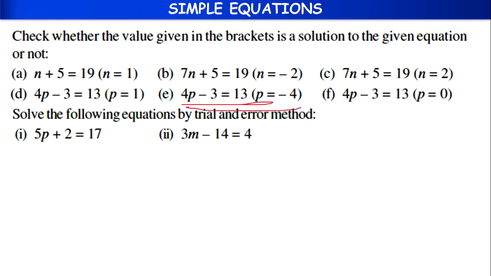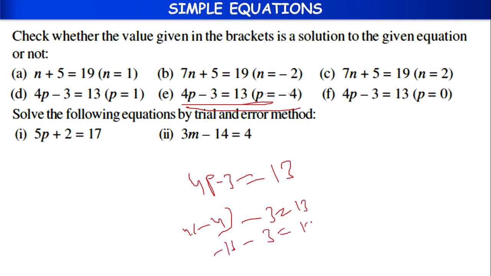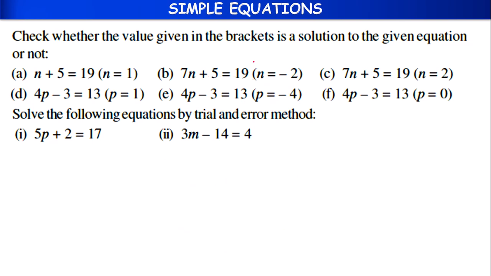Let's solve one more problem. 4p minus 3 equals 13. P value is minus 4. 4 into minus 4 minus 3 equals 13. 4 into minus 4 is minus 16, minus 16 minus 3 is minus 19, equals 13, which is false. So p equals minus 4 is not the solution of the given equation. Like that, you can solve the other problems. You can note down the other problems and practice them.